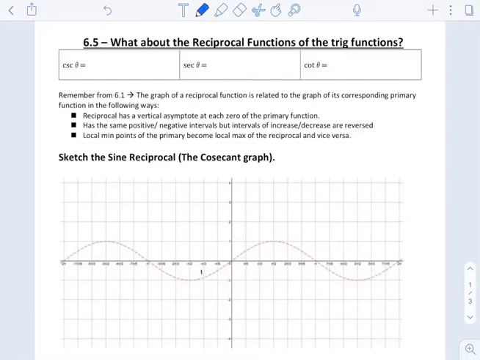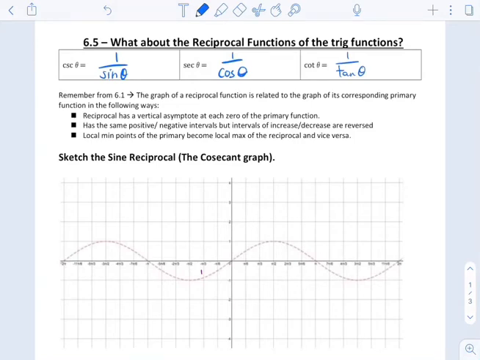All right, guys, 6.5 is a relatively short one. It's just introducing the graphs of the reciprocal functions of the primary ratios, sine, cos, and tan. So we know that cosecant is the reciprocal, 1 over sine. We know that secant is 1 over cos. And we know cotangent is 1 over tan. That's pretty straightforward. And we know what the graphs of sine, cos, and tan look like.